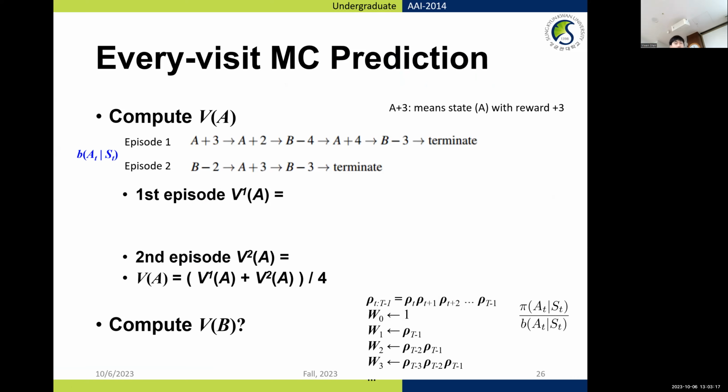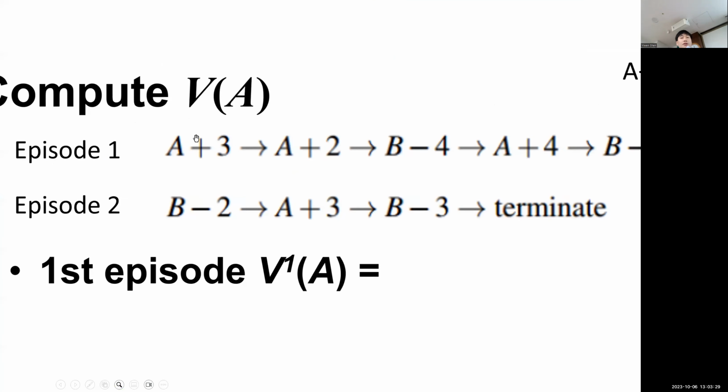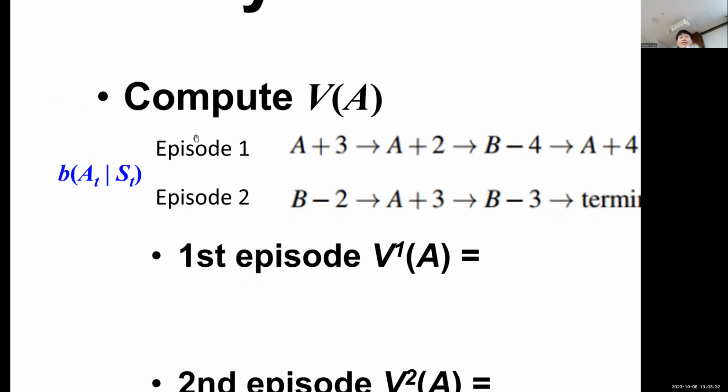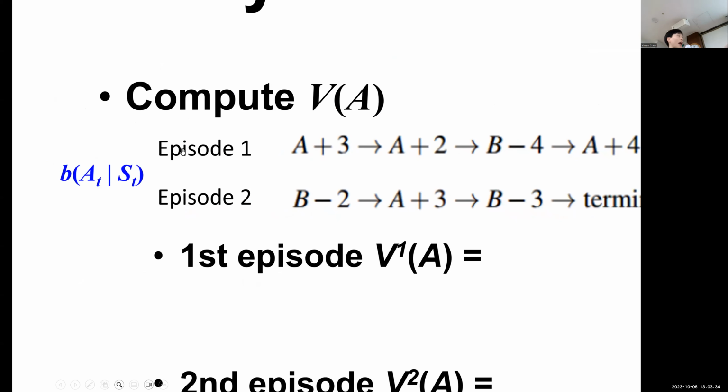Now we use this example again to calculate the every visit MC prediction for VA or VB. Here we have the same two episodes, but the difference is that these two episodes are generated from the behavior policy B, which is known to us and different from the target policy pi.